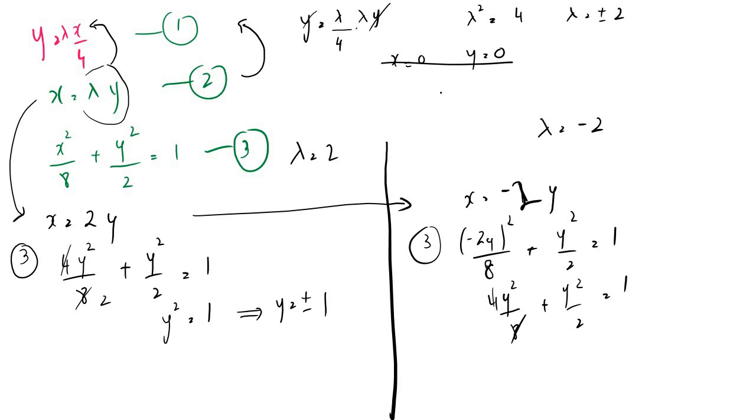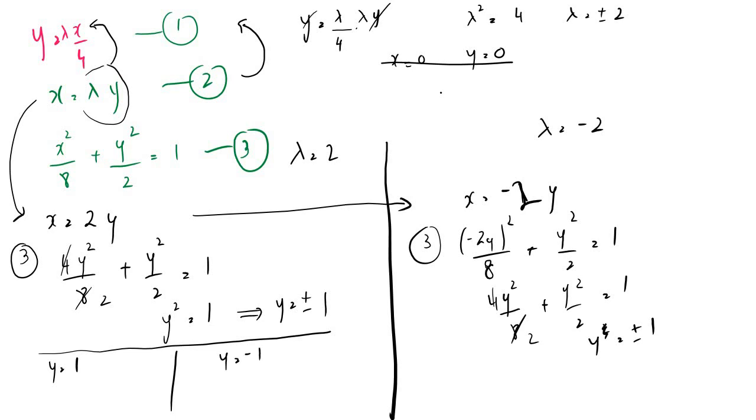So we still get y squared equals plus or minus 1, so y equals plus or minus 1. So now what we need to do is look at when y is equal to 1. Now I'm going to separate this out again, for when y is equal to 1 and y is equal to minus 1.